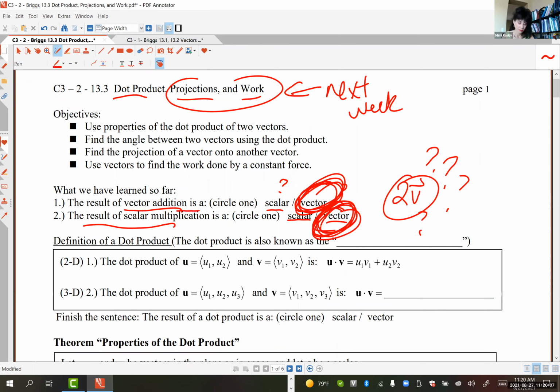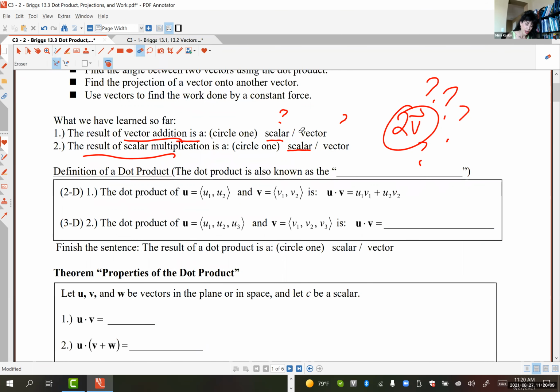Let's move on. The definition of dot product. Dot product is also known as the inner product. If you take a linear algebra class, they typically call dot products inner products. They're more fancy there.